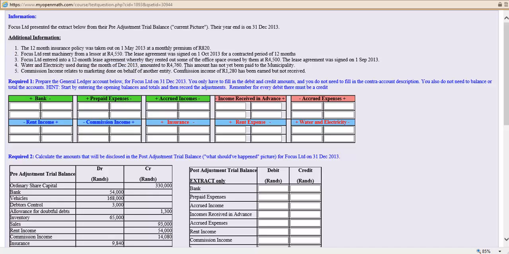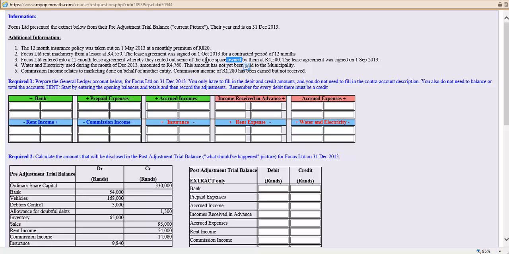So what is this? Is this a rent that Focus Limited is paying, or is this rent that Focus Limited is receiving? Well, the words that give it away is the fact that Focus Limited rented out. That means they're actually going to receive rent income because they rented out this office space that they owned. Because Focus Limited is the owner, they will actually receive the rent income from renting out this office space.